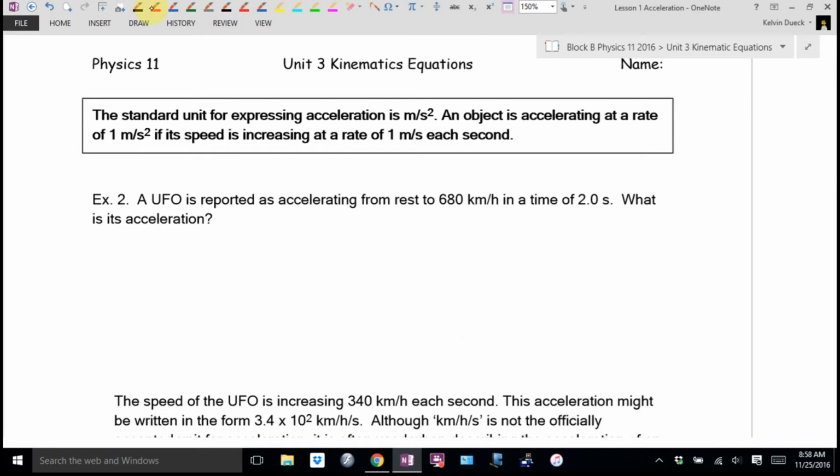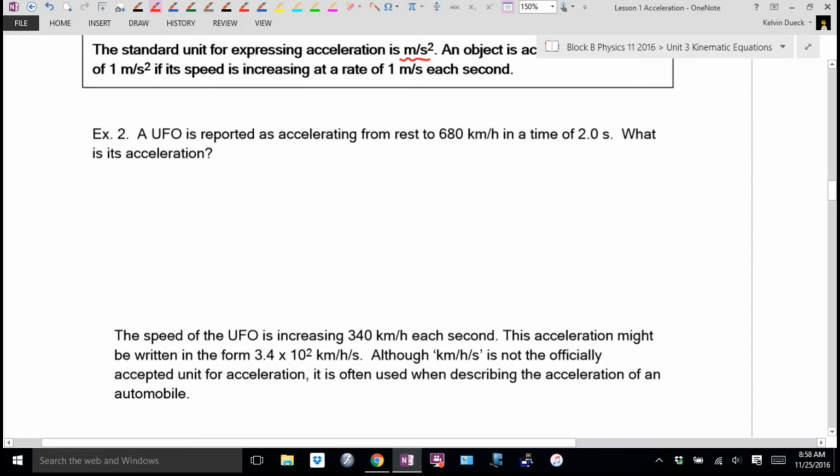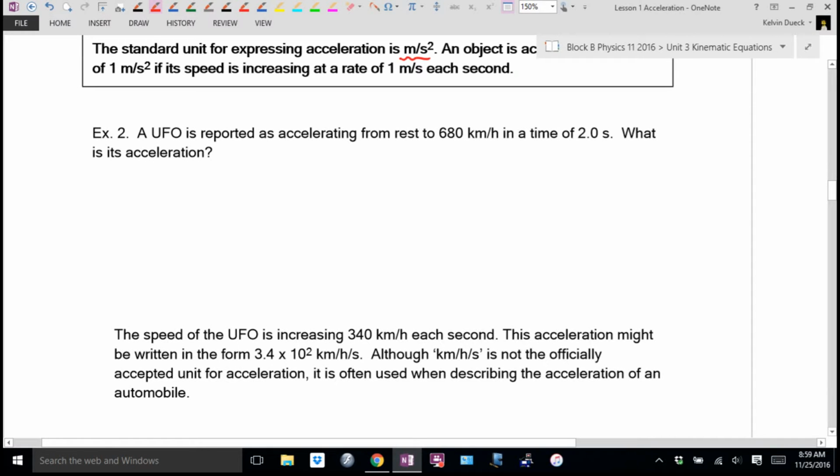So the standard unit for expressing acceleration is meters per second squared. If an object is accelerating at 1 meter per second squared, that means its speed is increasing 1 meter per second each second. 1 meter per second per second, 1 meter per second squared, instead of saying per second per second. There is another way to measure acceleration. I'm not wild about it, but it shows up because of cars.